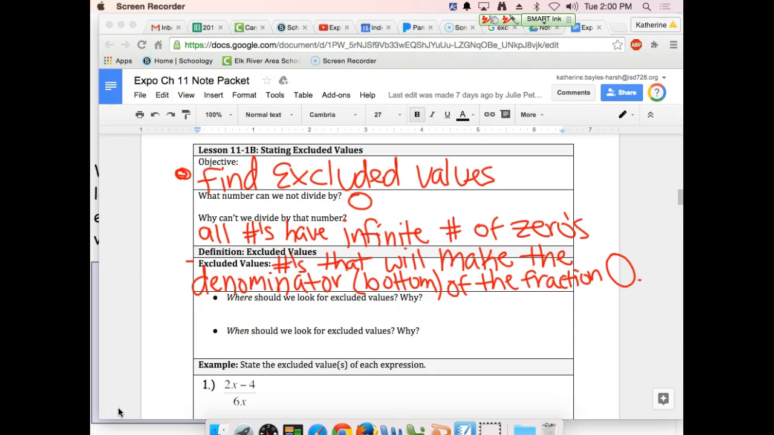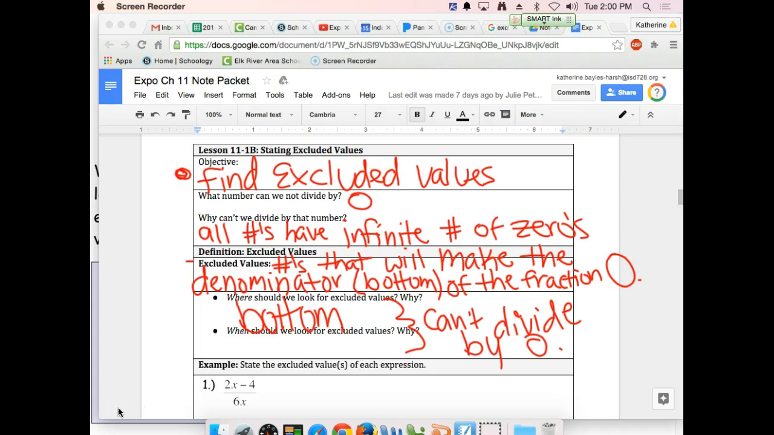So kind of the where and when in this next section, we don't want our bottom of our fraction to be 0, and the reason why for both of these, we can't divide by 0. So that's kind of our whole goal today. All of our problems are going to look like what we did yesterday, and we cannot divide by 0. So that's what we're trying to find and to fix today.